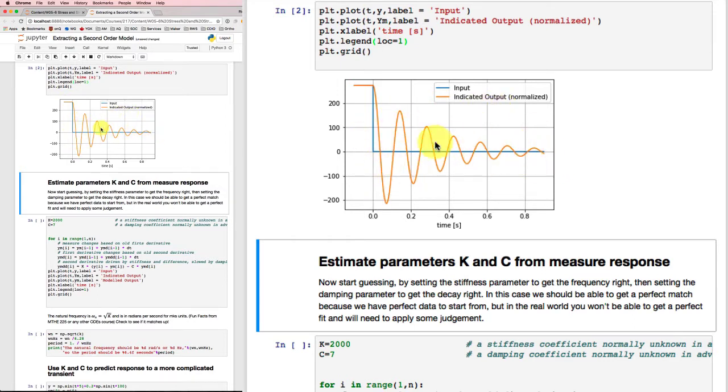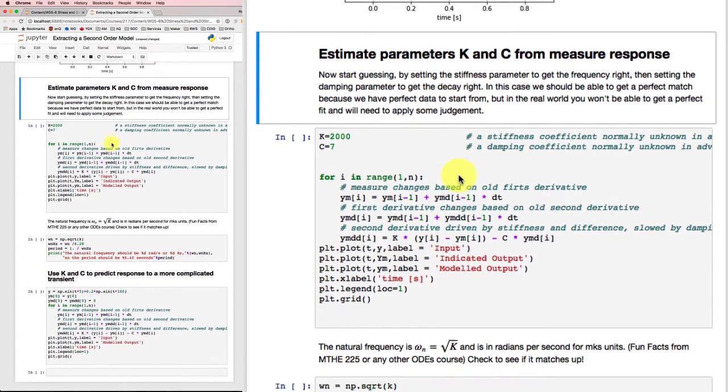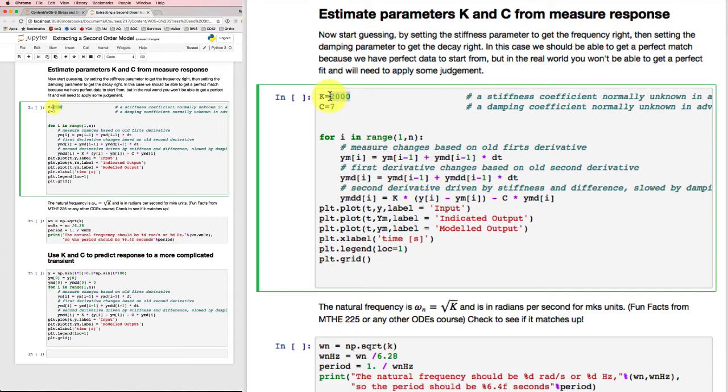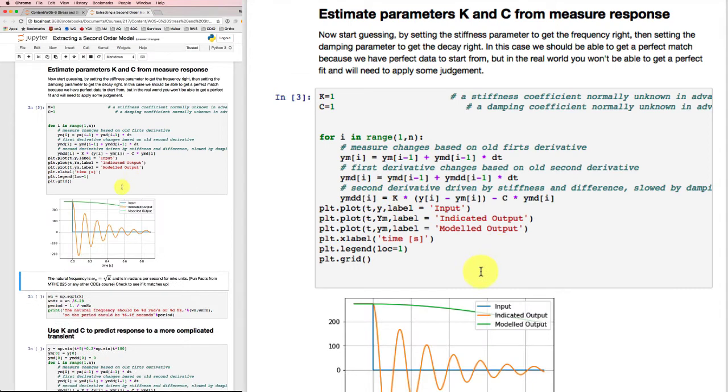Now we've got a second order step function response. And we'd like to figure out what the parameters K and C are from that response. So we're going to start off by guessing. These are guesses that I eventually got to, but let's set both of these equal to 1 to start off with. So I'm going to start by guessing my stiffness and damping parameters, and I'll do a calculation. And then I'll plot it out in comparison to what I measured before, the YM value.